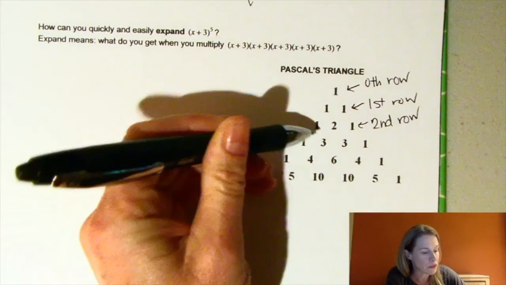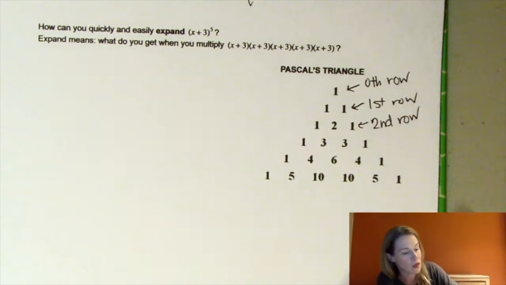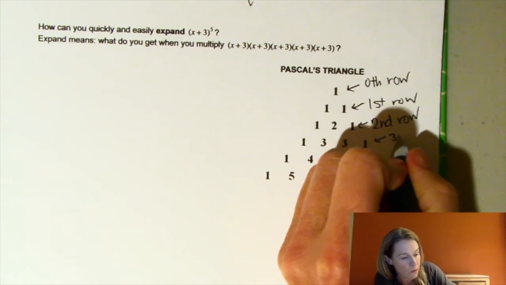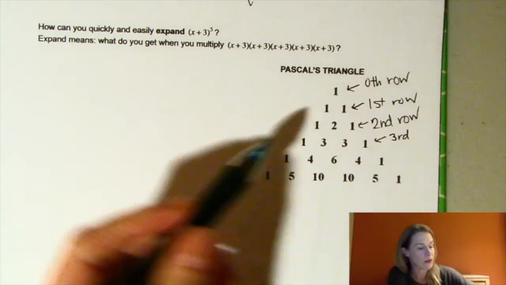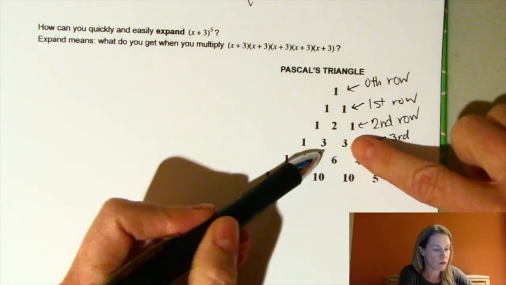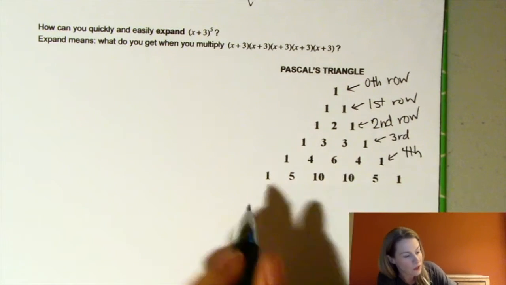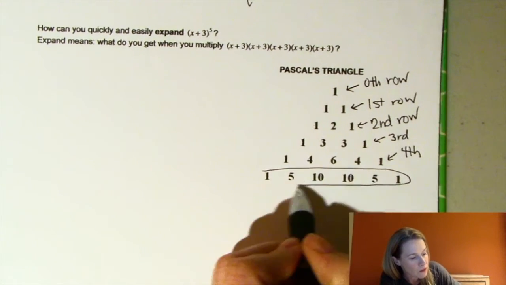For the 3rd row, you can see we have 1 on either end, and then 1 plus 2 is 3, 2 plus 1 is also 3, and again, we end with a 1. This is the 3rd row. Here's our 4th row, and again, each term, like this 4, is the sum of the 2 terms above it. 3 and 3 gives me 6, etc. That's the 4th row. So here, right here, is our 5th row. It's going to be the 5th row.